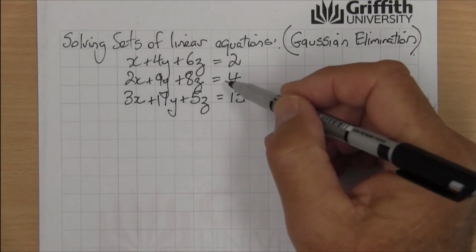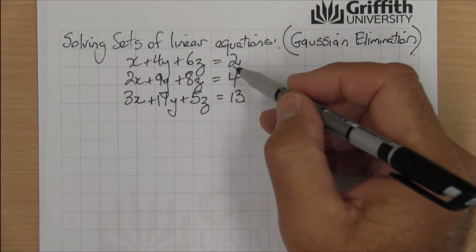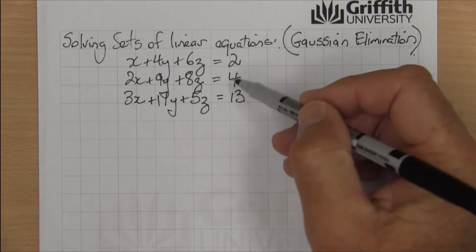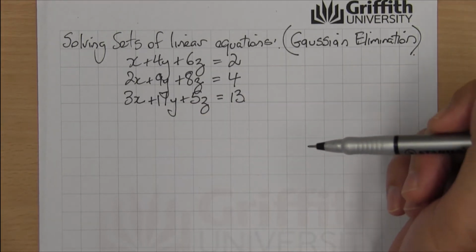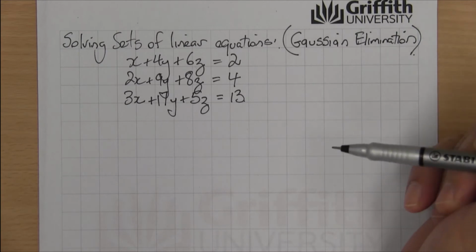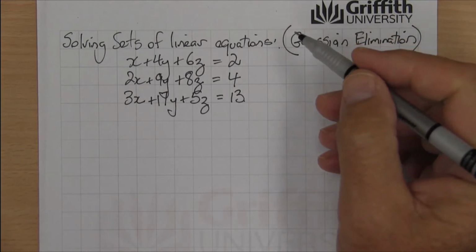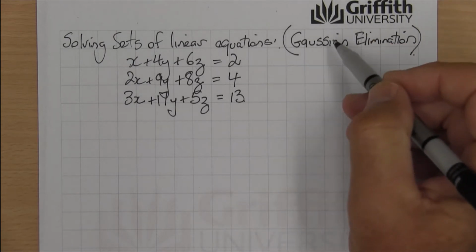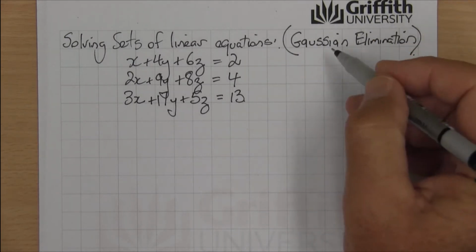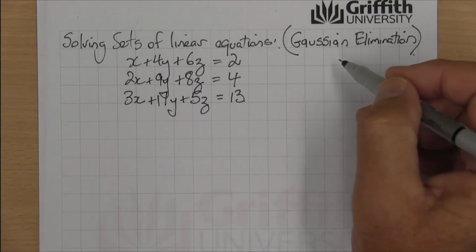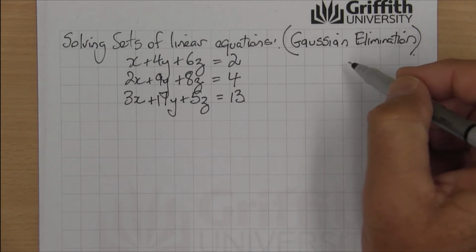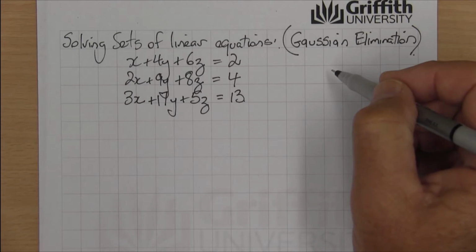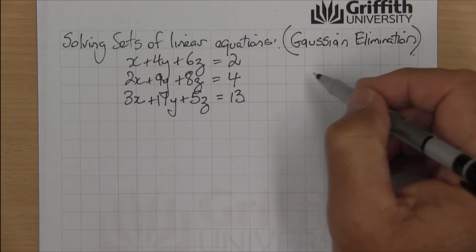We have here a set of linear equations. They are linear because the highest powers are 1, and we have 3 equations with 3 unknowns. To solve these, we're going to use a system which was thought up by Carl Gauss, a German mathematician. It's called Gaussian elimination.